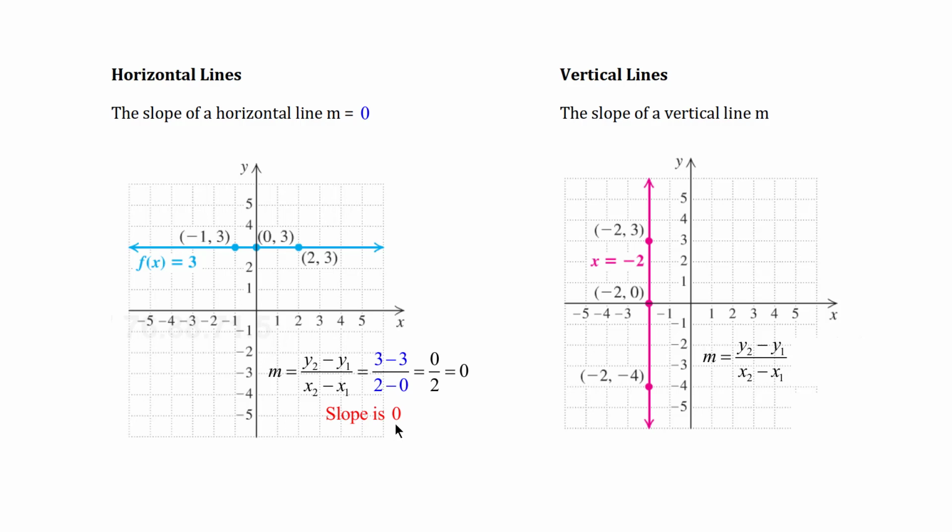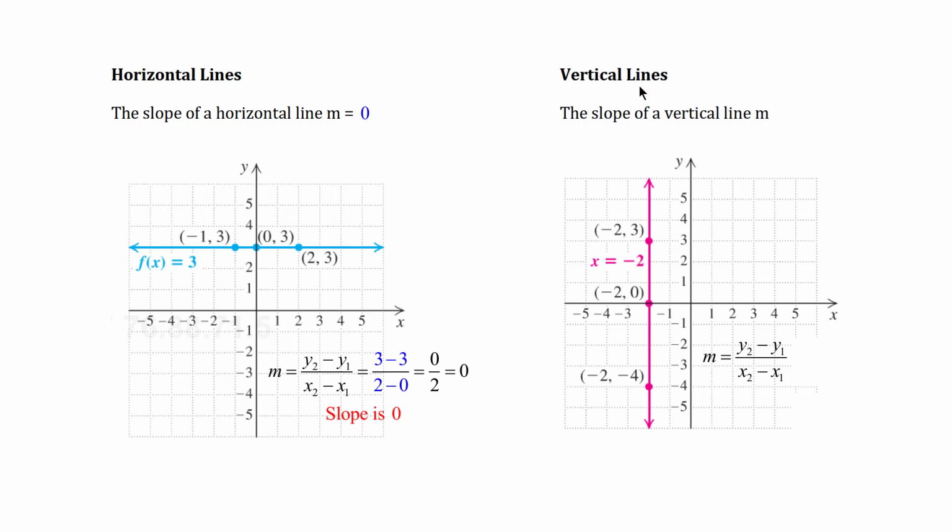The reason why horizontal lines always result in a slope of 0 is because the y values for any 2 points on a horizontal line will have the same value. You could see in our example, the y values y2 and y1 are the same value, so taking the difference will always result in 0 in the numerator.